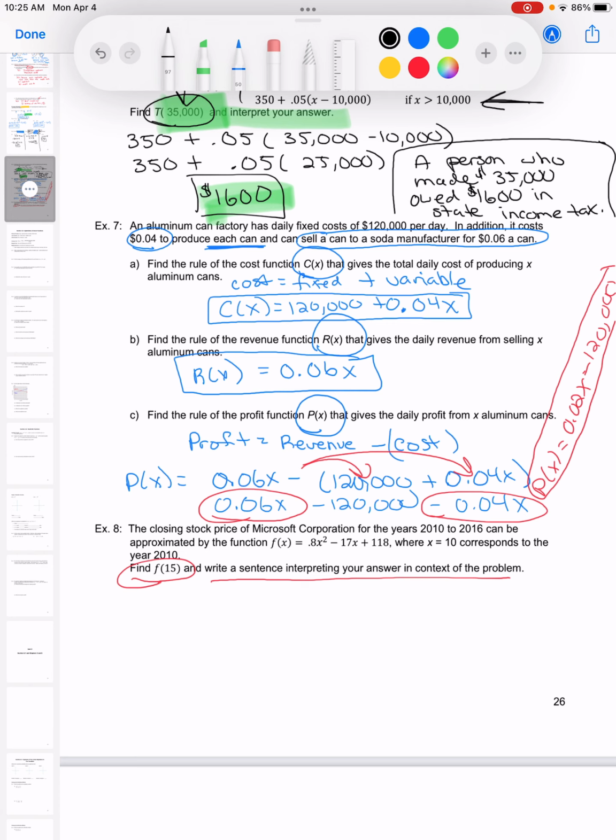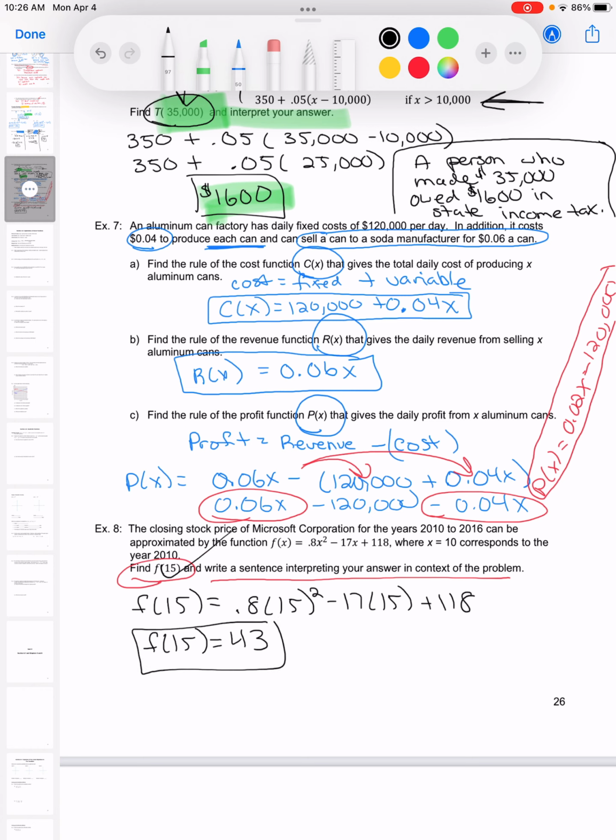Right, hopefully you're back from the pause. If you haven't done it, last chance, click pause and try it. All right, I'm going to plug in 15 everywhere I see X. I typed that in my calculator, and that gave me 43. So f of 15 is 43. So that's the first part. That's the part everybody likes to do. The part people don't like to do is to write the sentence there of what it means.